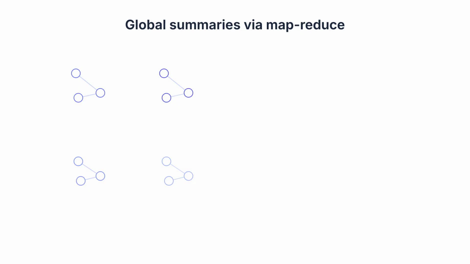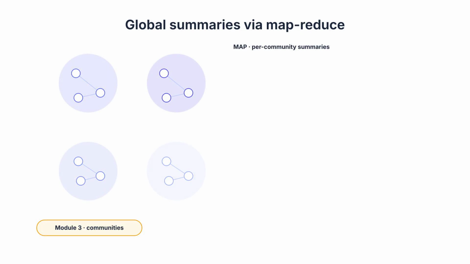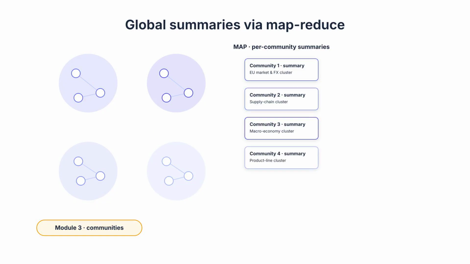Global summarization solved differently, and this is a sneak peek at Module 3. The graph is partitioned into communities, clusters of tightly related entities, and each community gets a pre-written summary. Answering a global question becomes a MapReduce over those summaries, instead of a hopeless scan of every chunk.